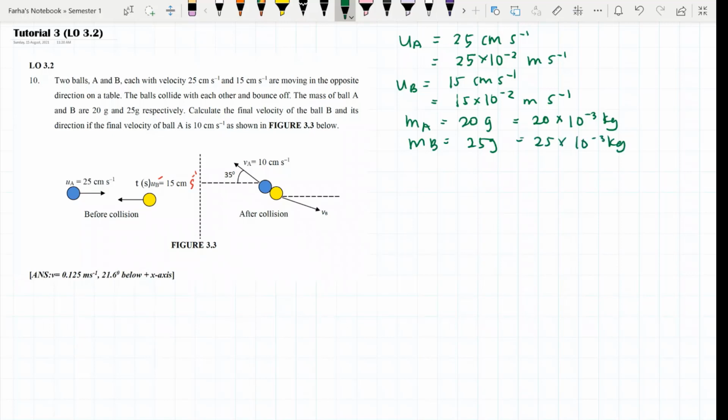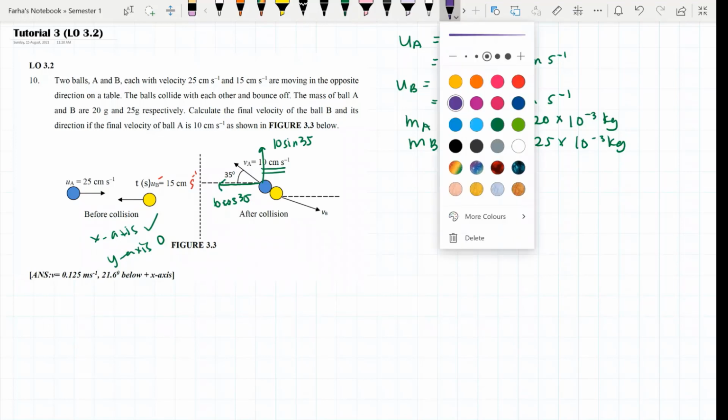So sekarang soalan ini melibatkan two dimension of the momentum. Okay, di mana before the collision dia hanya involve x-axis sahaja, but y-axis dia akan jadi 0. After the collision, kalau kita nampak sekarang ball kita ni tidak berada di x or y component, so we need to resolve it into x and y component. So now let's resolve the VA. Dia dah bagi final velocity is 10 cm per second. Kita akan resolvekan dia into x component, kita akan dapat 10 cos 35. Resolve into y component, 10 sin 35.